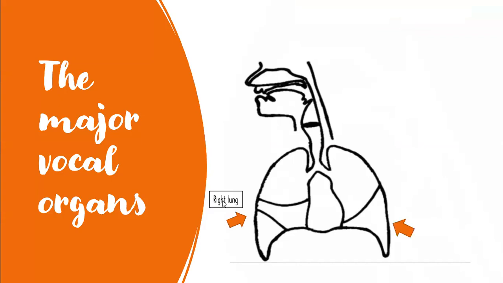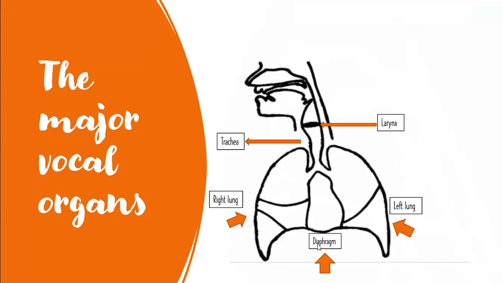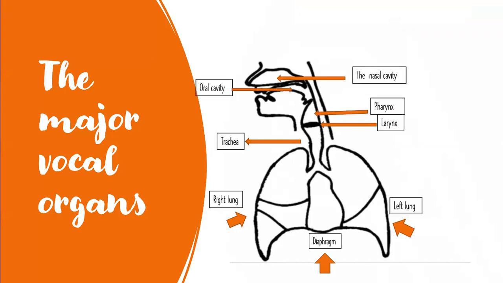We have the right lung right here, the left lung, the diaphragm, the trachea, the larynx, the pharynx, the nasal cavity, and the oral cavity. So the lungs are not capable of movement themselves, but they expand and retract thanks to the movement of my good friend the diaphragm right here at the bottom.